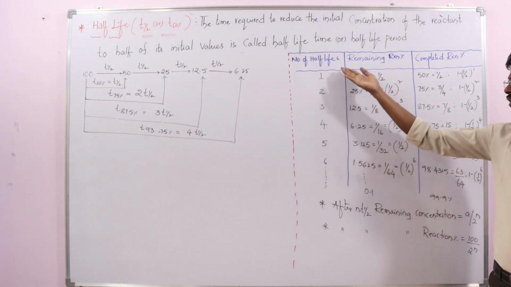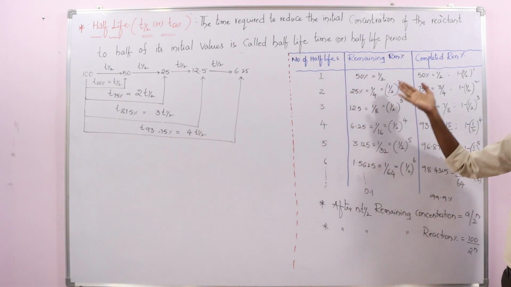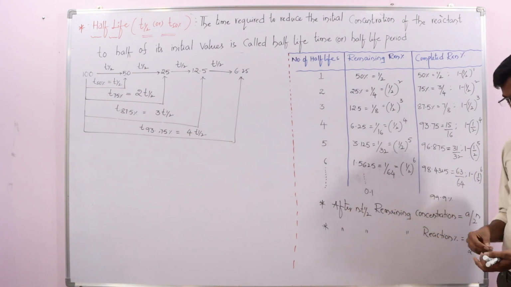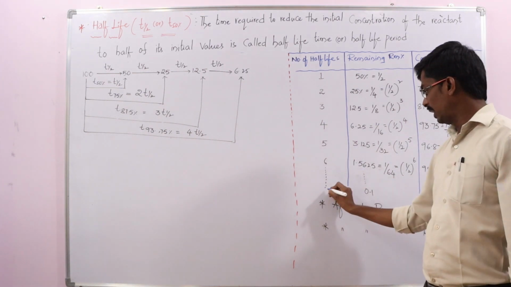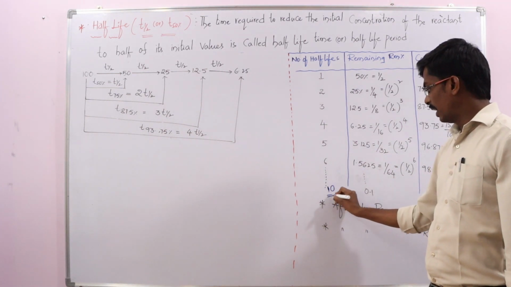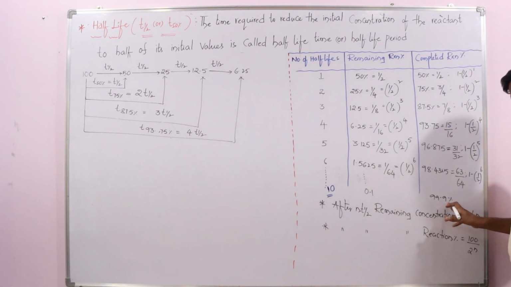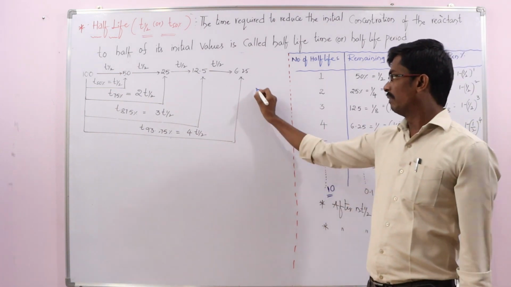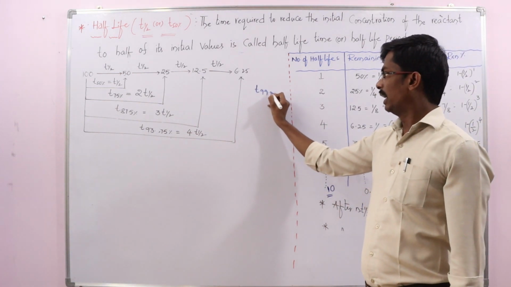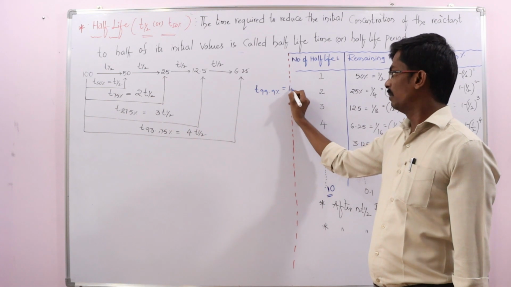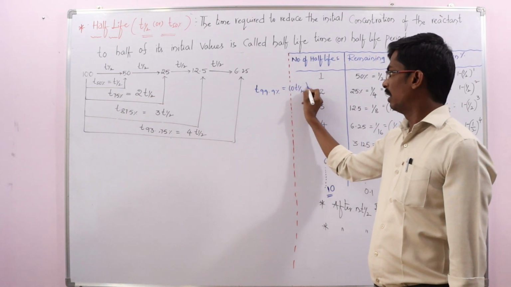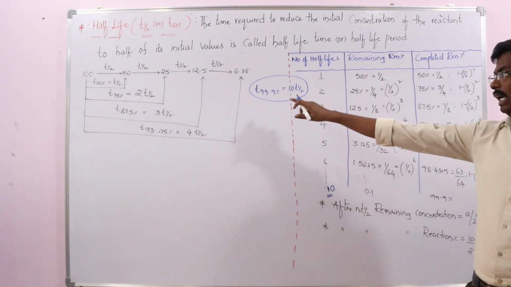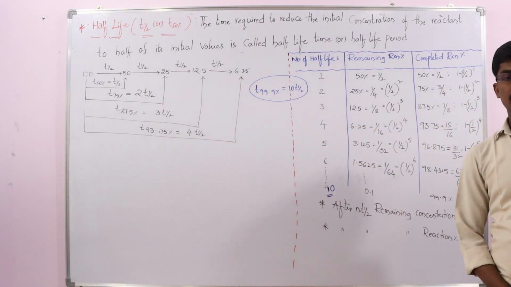Got it? So when you use the number of half-lives, the remaining reaction keeps decreasing. After 10 T½, 99.9% of the reaction is completed and 0.1 is left. Nothing but in a first order reaction, T 99.9% is equal to 10 T½. So this is one of the important relations: T 99.9% is equal to 10 T½.